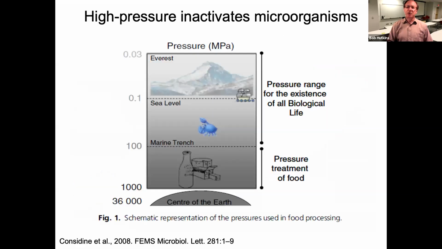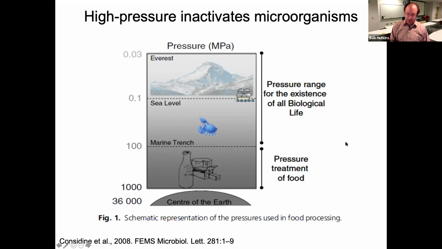What's the principle of high pressure processing? High pressure kills microbes. This shows you the range of pressure on planet Earth, from way up in the mountains, which is low pressure, all the way down to the bottom of the oceans, which is high pressure. It's these high pressures that will kill microbes.